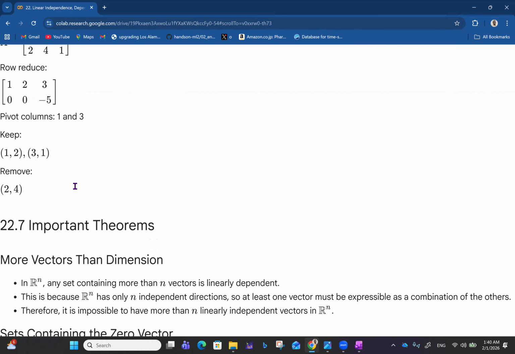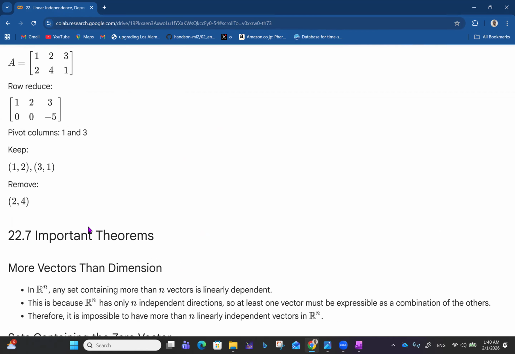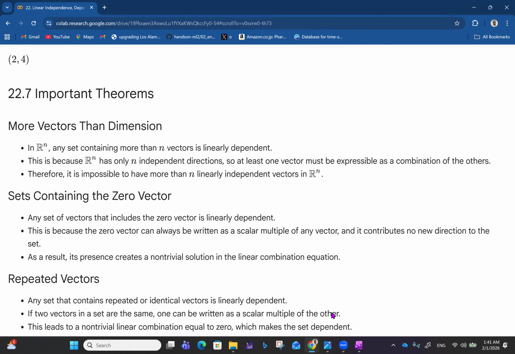So we have this now. In Rn, the n-dimensional real number system, any set containing more than n vectors is linearly dependent. This is because Rn has only n independent directions, so at least one vector must be expressible as a combination of the others. Therefore, it is impossible to have more than n linearly independent vectors in Rn.